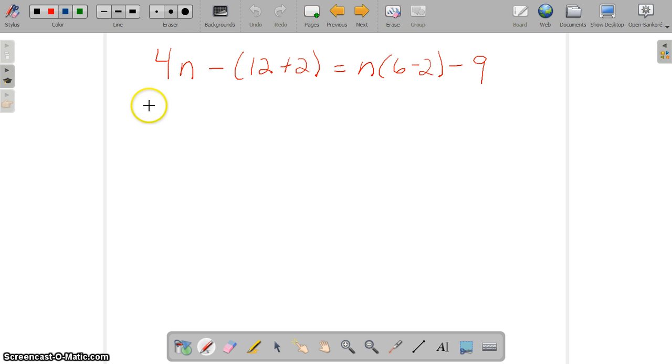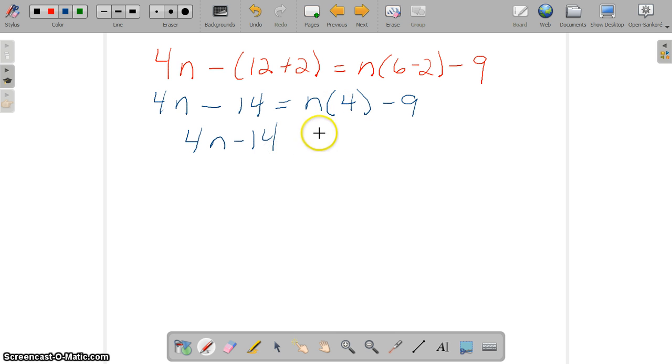All right, we're going to solve this equation. I'm going to do what's inside the parentheses first, which happens to be 14, 12 plus 2 equals n. I'm going to do what's in the parentheses, which happens to be 4 minus 9. All right. So I'm going to rewrite this, because this is how you normally will see something like n times 4. You're going to see it like 4n.